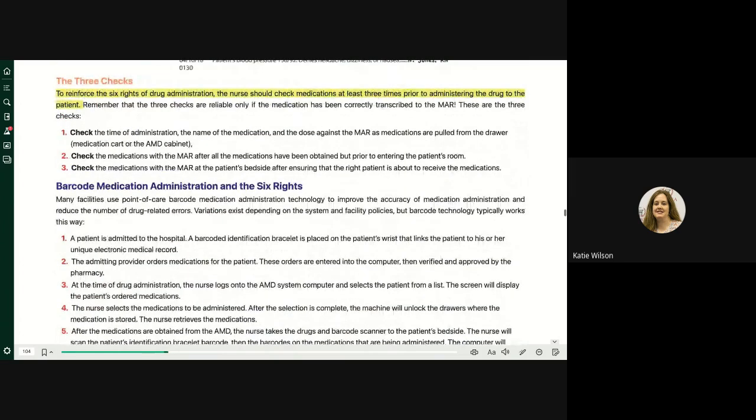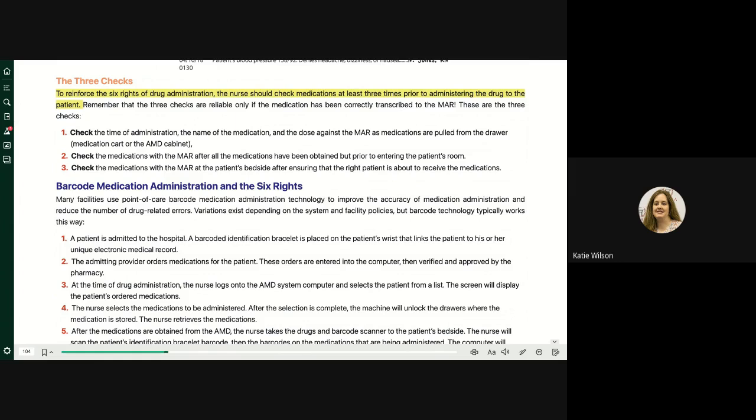So 3 checks that help enforce the 6 rights of drug administration. The nurse should check medications at least 3 times prior to administering the drug to the patient. Okay, so check the time, the name of the med, the dose against the MAR, and do that while you're pulling the medications from the drawer. Check the medications with the MAR after all the medications have been obtained, but prior to entering the patient's room.